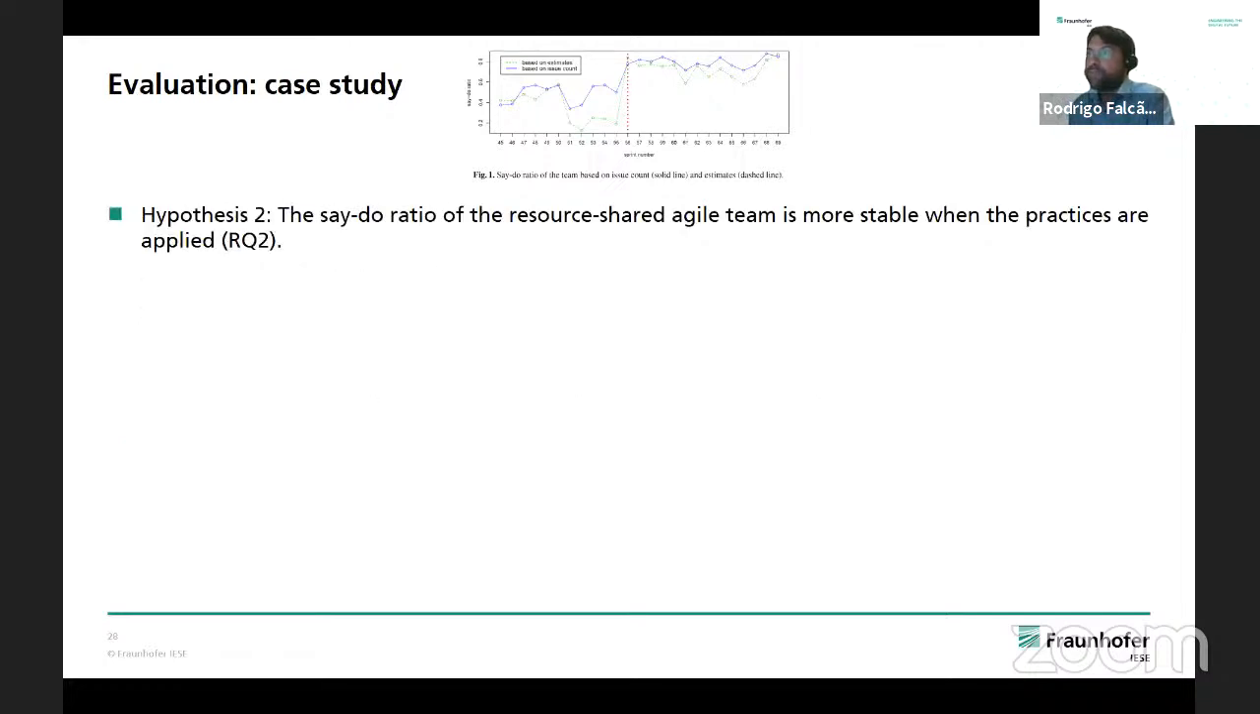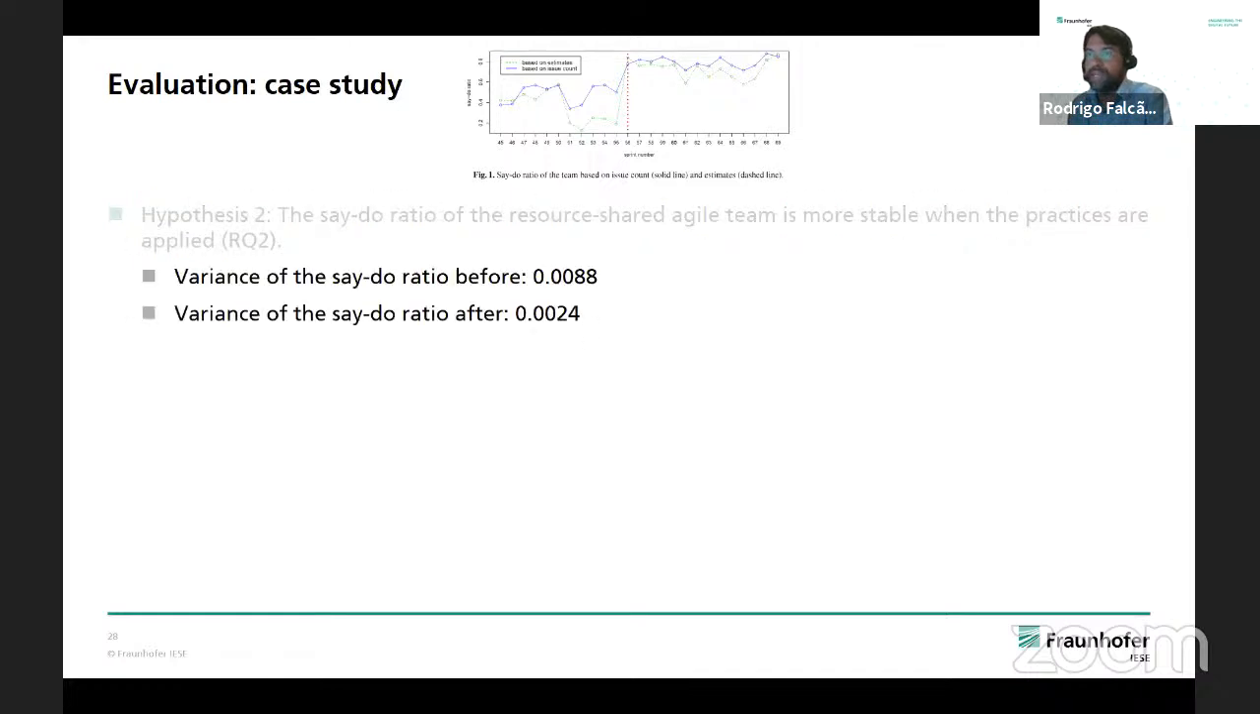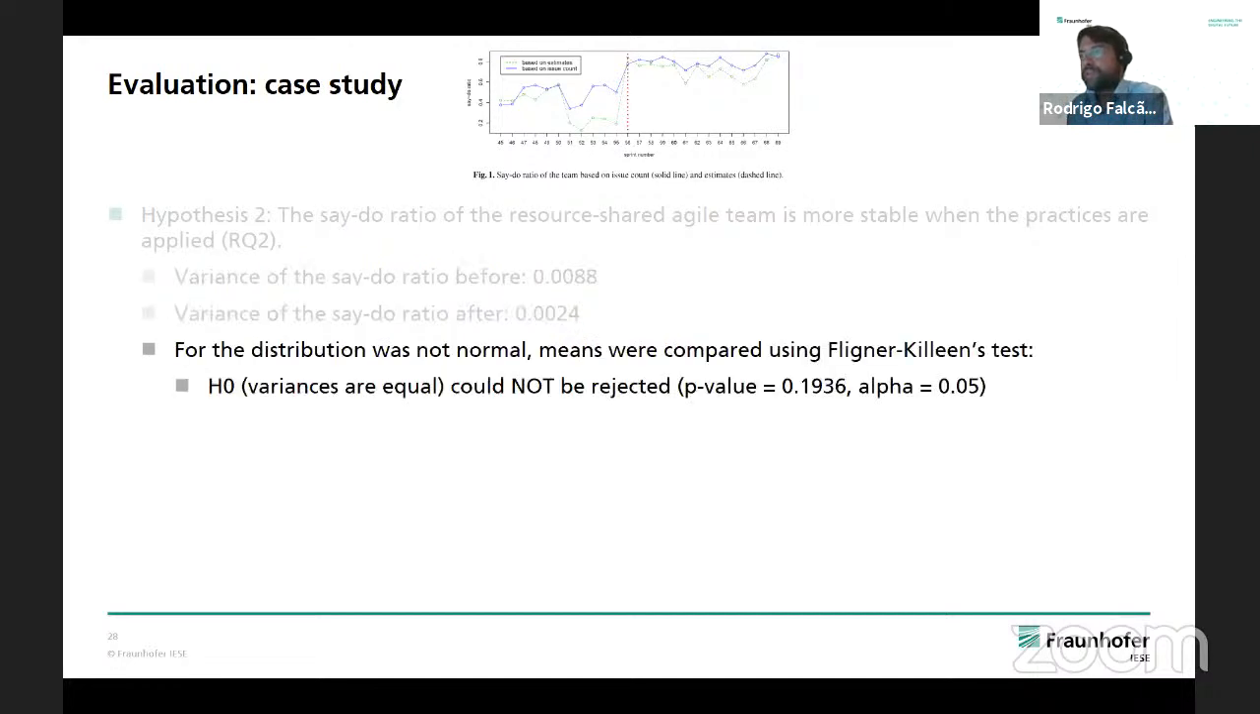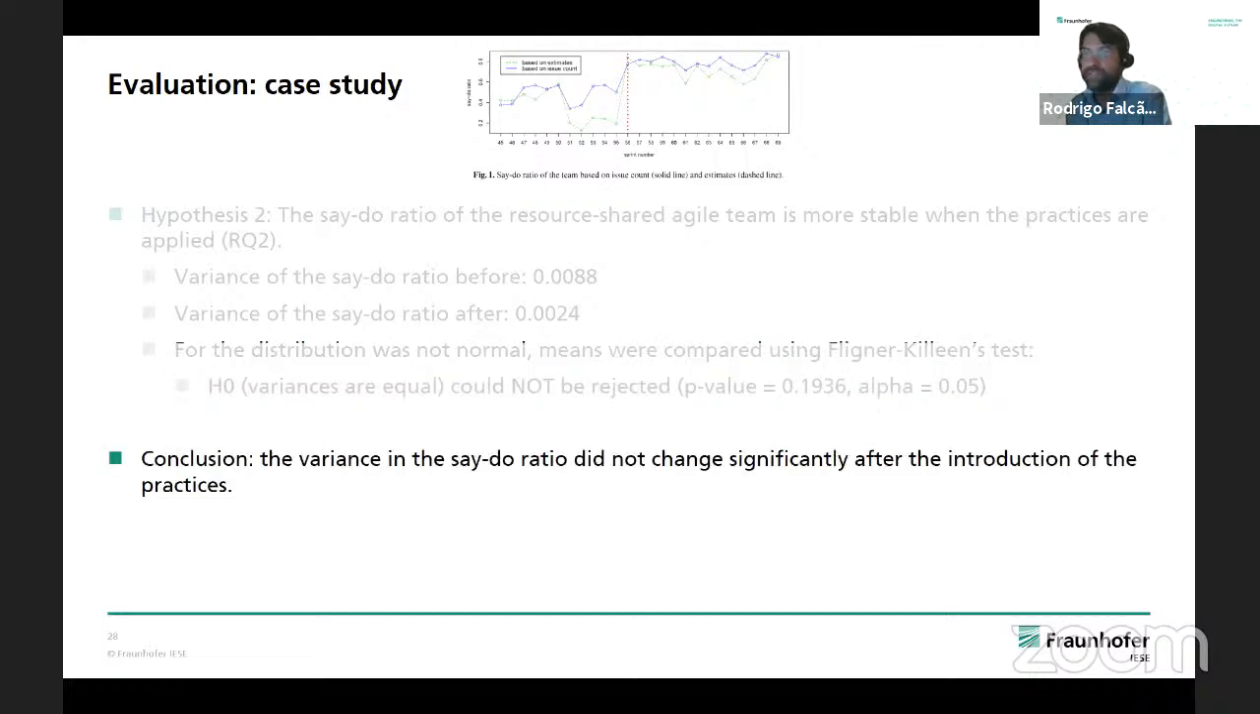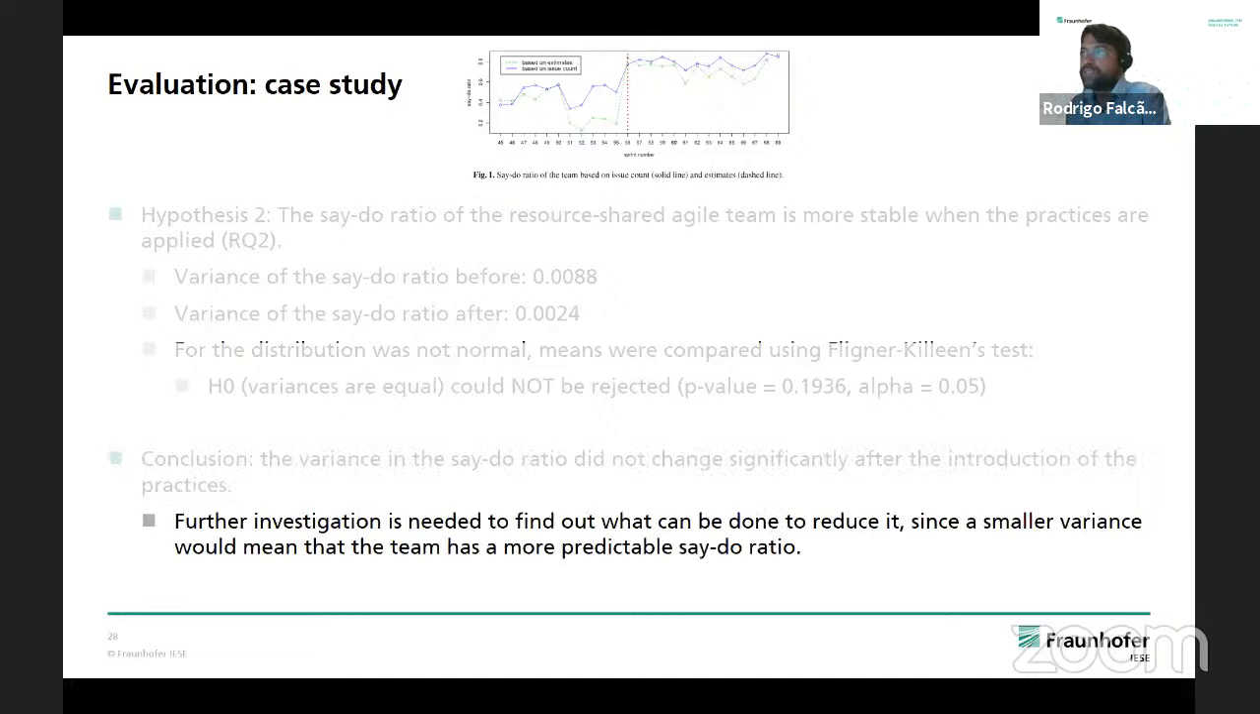The second hypothesis is that we would maybe reduce the variation, the fluctuation of the say-do ratio using this metric. For that purpose, we checked the variance of the say-do ratio before and after. And here, doing the hypothesis testing, we didn't find a significant difference. So in this case, the variance didn't change significantly, meaning that for this metric, we should investigate more what could be done to improve the variation.